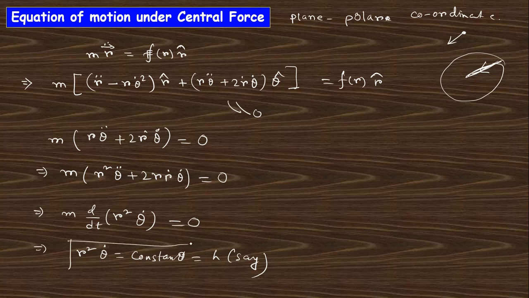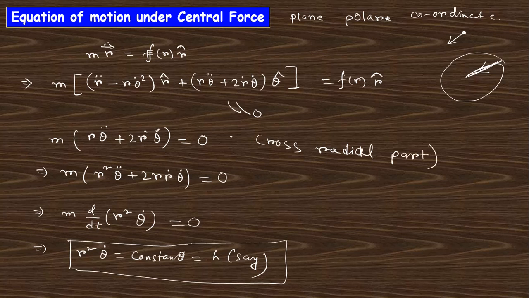So this is the cross radial part, the transverse part. If you see the previous lecture, you know this is the cross radial part and this is the radial part. Now we come to the radial part.